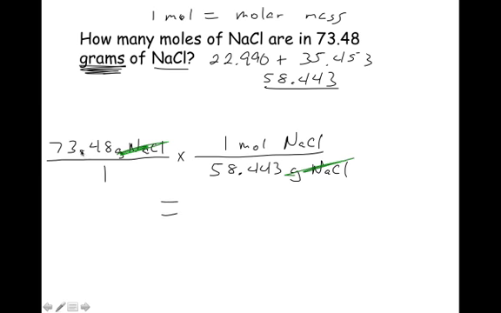Plug it in your calculator. 73.48 divided by, since it's on bottom, divided by 58.443. And you are going to get off of that 1.257 moles NaCl.